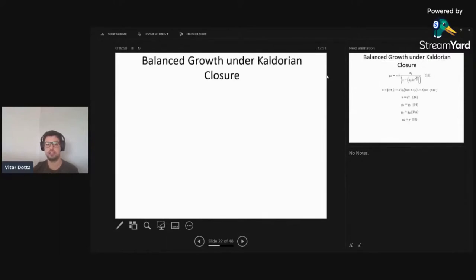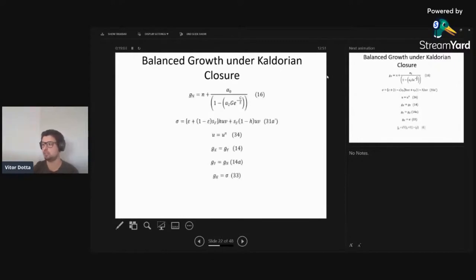So balanced growth under the Kaldorian closure of this model would be based on equation 16, which relates the natural growth rate with the growth rate of the labor force, the technological gap, the saving function in equation 31, the growth rate of the capital stock in equation 14, and the natural growth rate in equation 14a. The warranted growth rate is in equation 41.